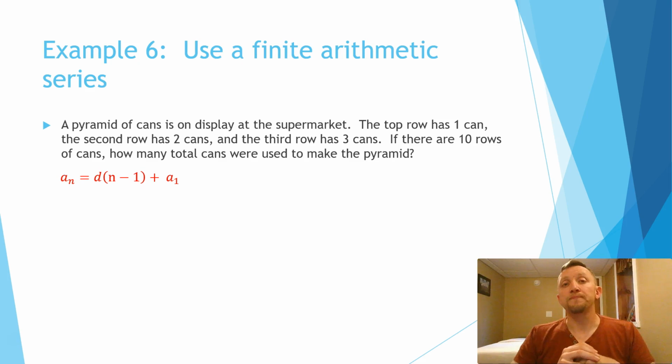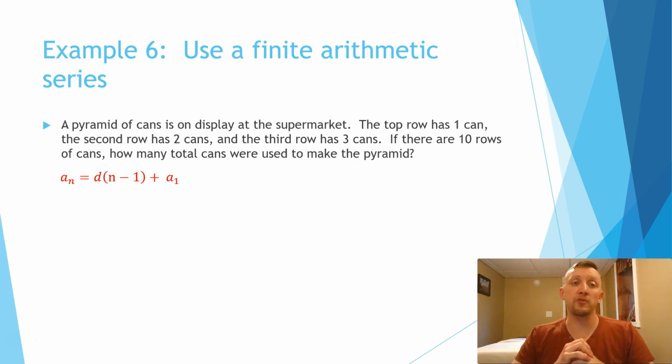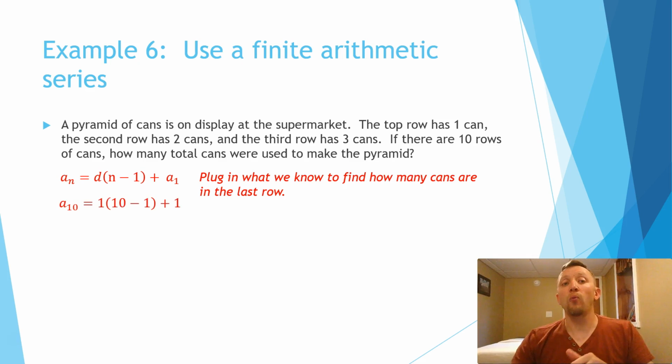So let's start there. Remember, with an explicit formula, you need to know your constant difference, where we're adding basically 1 can to each row. So our constant difference would be 1. We know that there would be 10 rows of cans, so our n would be 10. And we know our first row is going to be 1. So we just plug all that into our formula there.